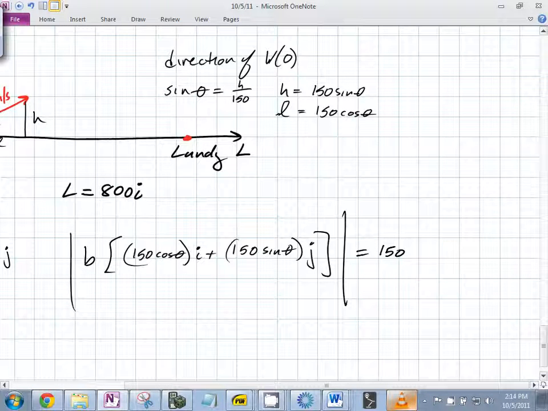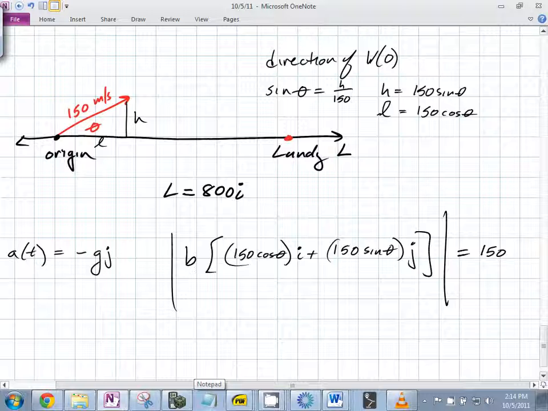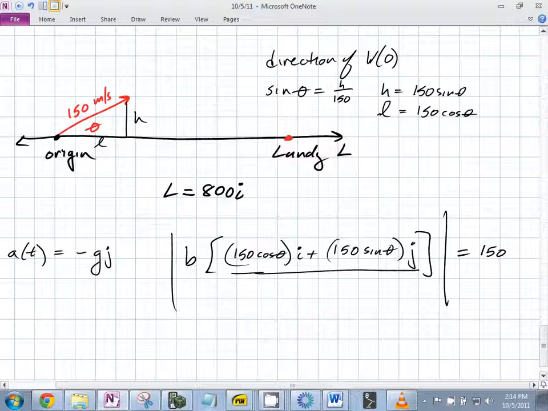Why? Because what's the initial velocity? 150. Exactly. So we want to go, listen, do you agree that this is the initial direction, right? Do you agree that its magnitude is not necessarily 150 and it's not necessarily 1? Yeah. We want the magnitude to be what? 150. But we can't change the direction.